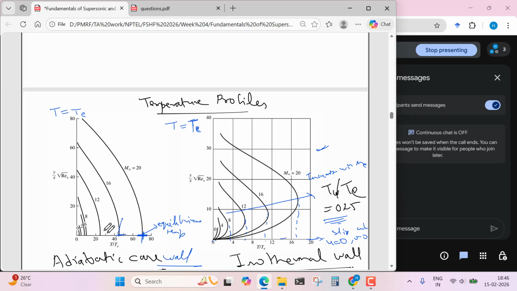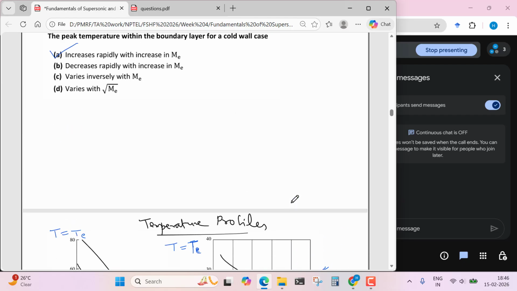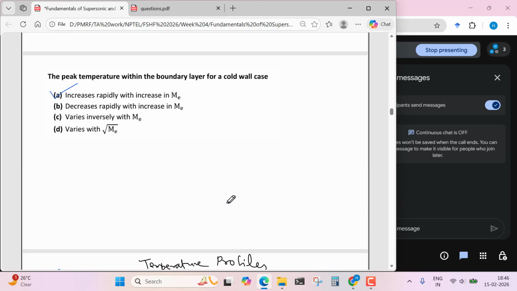Now in both cases, you can see that as the Mach number is increasing, the maximum temperature, which is at the wall, is also increasing. This is for the adiabatic case, and for the isothermal case also, as the Mach number is increasing, the maximum temperature is increasing. So the question was about peak temperature, and it increases with the increase in Mach number. So option A is the correct one.